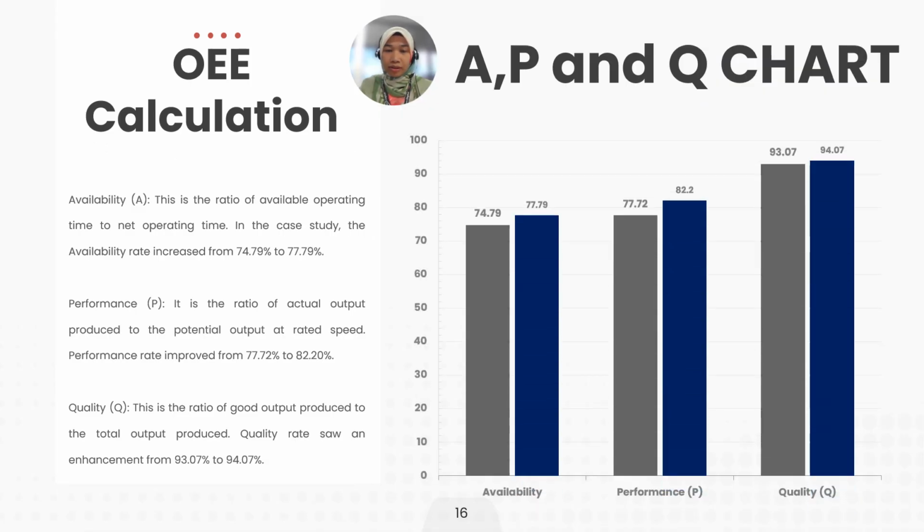Transitioning to the quantitative aspect, the enhanced suggestions mentioned earlier have been put into action, resulting in an improvement in the OEE parameters. Availability increased from 74 to 77%, performance surged from 77 to 82%, and quality saw a noteworthy uplift from 93% to 94%.